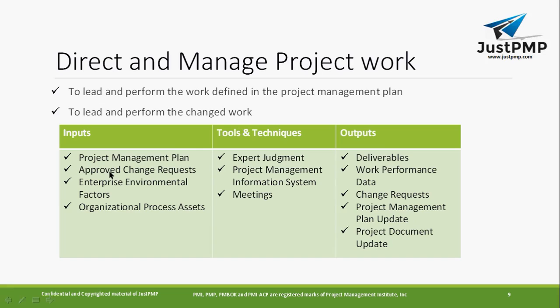So you'll have these inputs. What are the inputs for direct and manage project work? You need a plan, because you need to work according to it. You need an approved change request, because that is what you're going to work on. You have enterprise environmental factors and organizational process assets. You will apply the tools and techniques, and you will get these outputs. Deliverables are nothing but work performance data. Change requests, because after you work on it you will find something you want to change. You will be updating the project management plan and the project documents. So these will become your outputs.